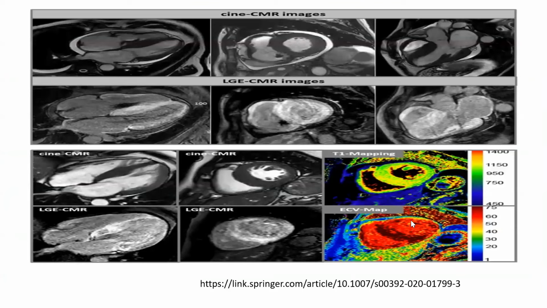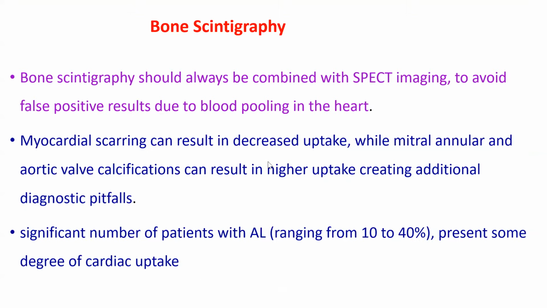So this is about cardiac MRI. It shows expansion of the extracellular volume, and also we have subendocardial enhancement, which with time progresses to transmural enhancement.